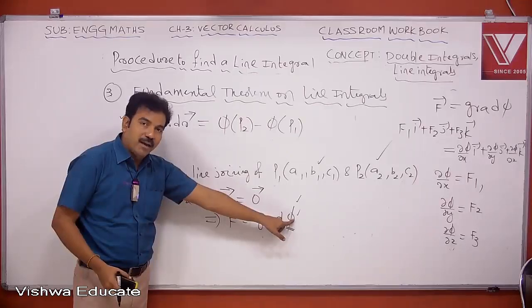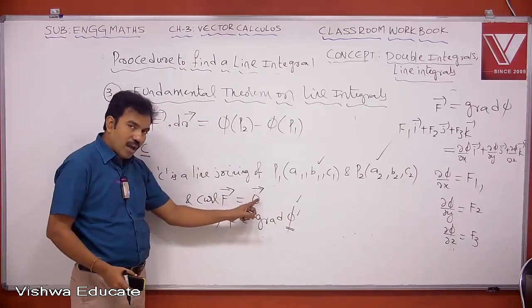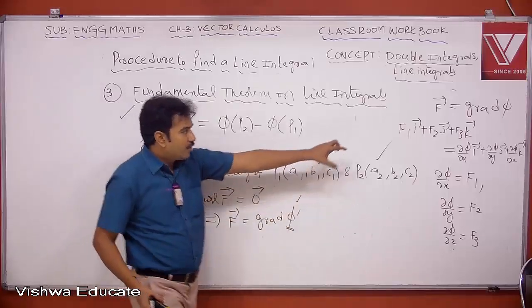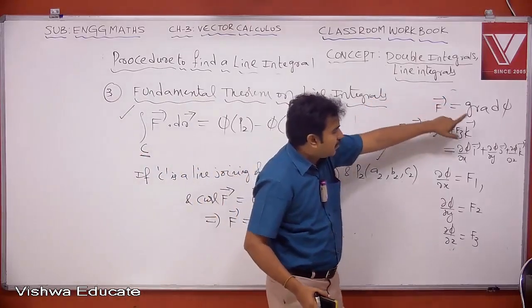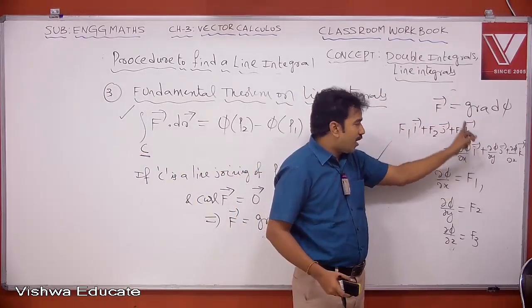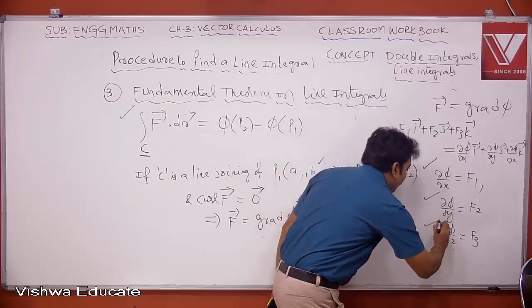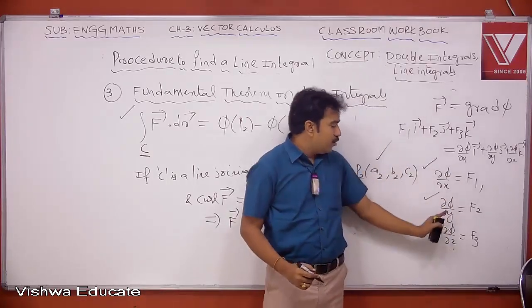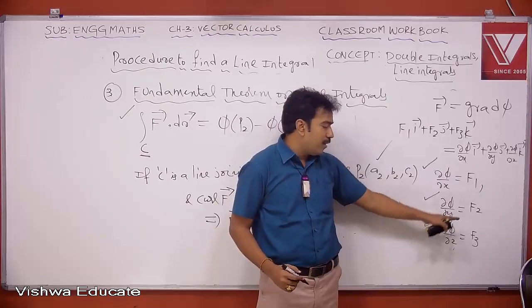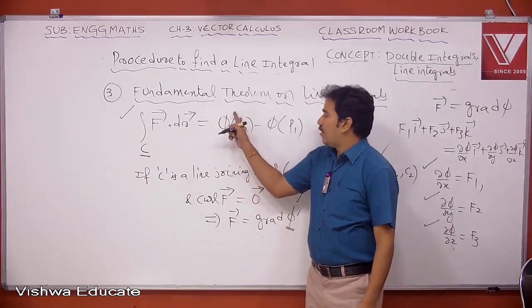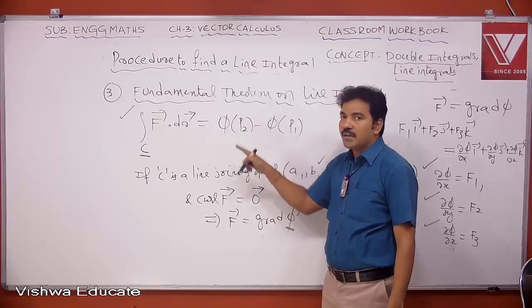How to get pi? Since curl f bar equals the null vector, f bar must be equal to the gradient of pi. This is my general vector f bar, and grad pi is this. Compare these two vectors and we can establish three equations: dou pi by dou x equals f1, dou pi by dou y equals f2, dou pi by dou z equals f3. Solve these three equations and you will get pi. Once you get it, my line integral becomes this.